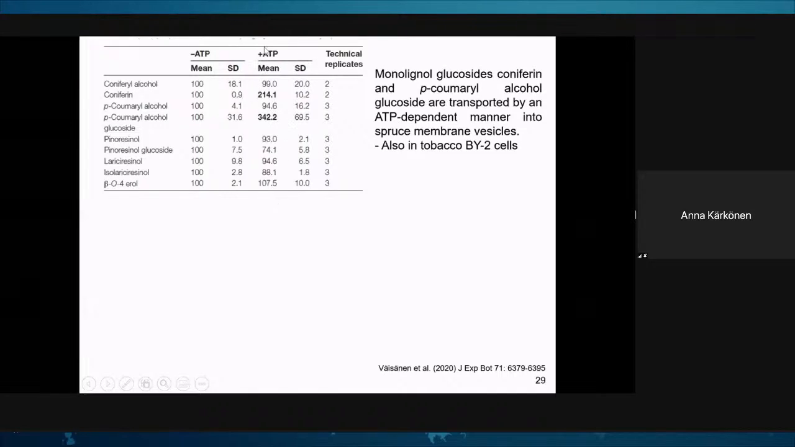And I forgot to say that this transport was ATP dependent. So there needed to be ATP in these transporter assays, and then you see the transport. Okay, and Annie saw that this parakumaryl alcohol glucoside transport was also present in tobacco BY2 cells that do not make lignin. So that makes us wonder whether this transporter is involved in lignification at all. It could be involved in general defense, for example.